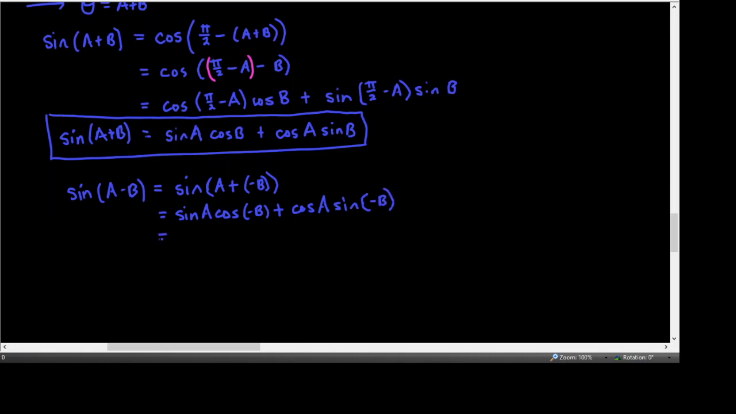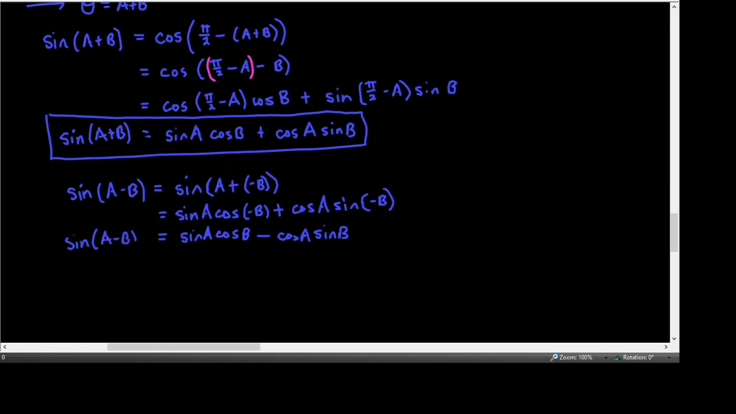So because cosine is even, cosine of negative b is the same thing as the cosine of b. So that's sine of A, cosine of b. And the sine of the opposite of b, since it's an odd function, is negative sine of b. Pulling that negative out in front, that'll be minus cosine A, sine of b. And so that is the identity for the sine of A minus B.